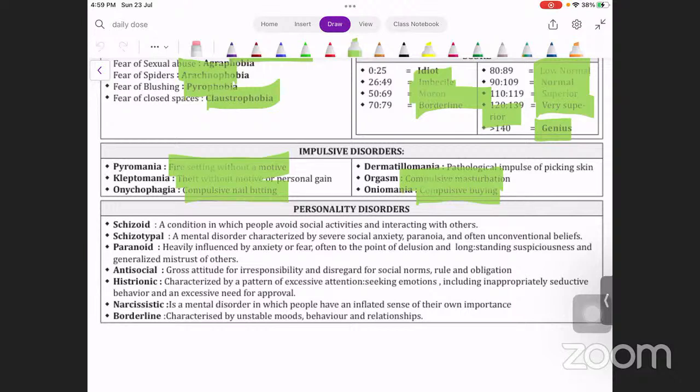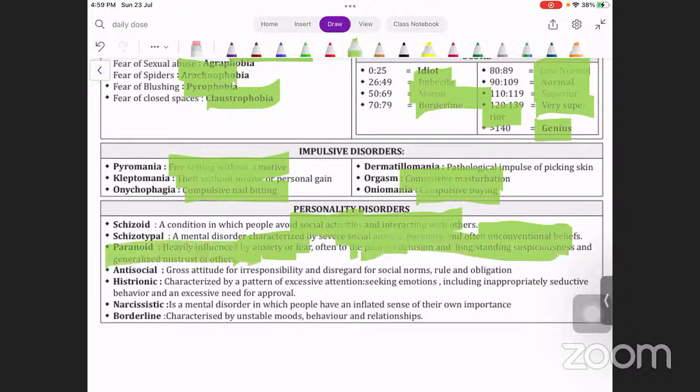Then you have the personality disorders. What types? Schizoid is a condition in which people avoid social activity and interacting with others. Schizotypal disorder is characterized by severe social anxiety, paranoia, and often unconventional beliefs. Paranoid is heavily infused by anxiety or fear, often to the point of delusion, with long-standing suspiciousness and general mistrust of others.